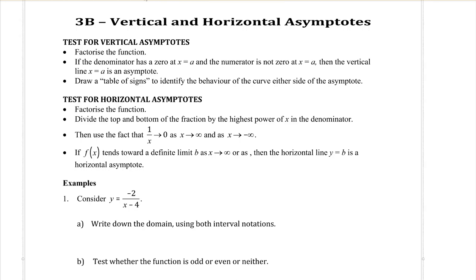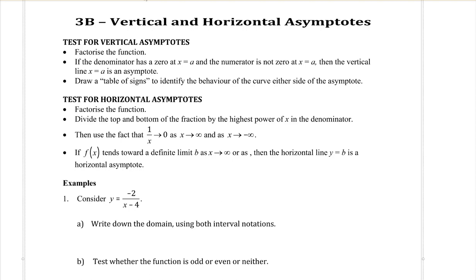Okay, so today's lesson for 3B is about vertical and horizontal asymptotes. When we can find those discontinuous points using those tables of signs that you were looking at last lesson, the zeros, the discontinuous points, usually represent asymptotes, the vertical ones. But we also need to find the horizontal ones as well.